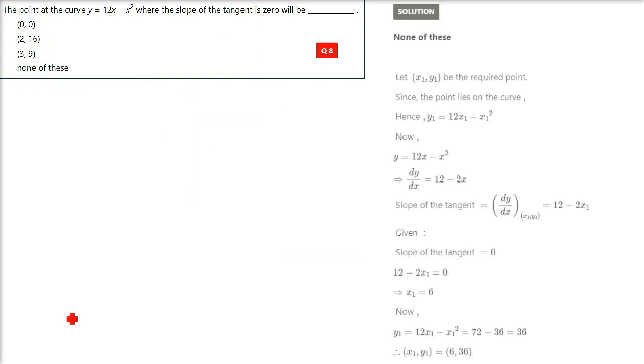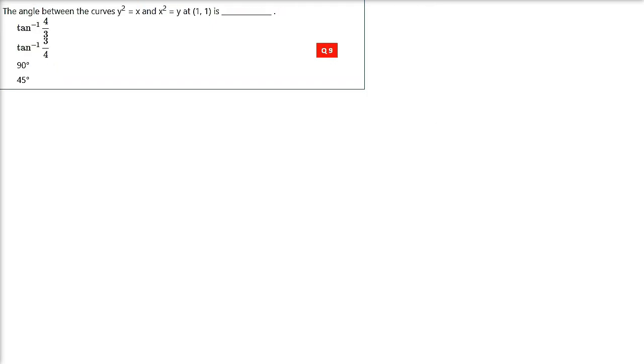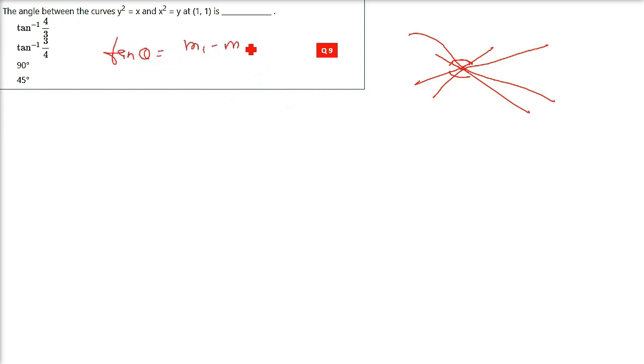Let me show you the reference solution that you can follow to solve this question. The angle between the curves at 1, 1. First let me reiterate that two lines have an angle between them, but two curves don't have any angle between them. So we find the tangent at this point, and the angle between the tangents is the angle we are expecting. The angle between two lines is m1 minus m2 by 1 plus m1 m2, m1 and m2 being the slopes of these two lines.